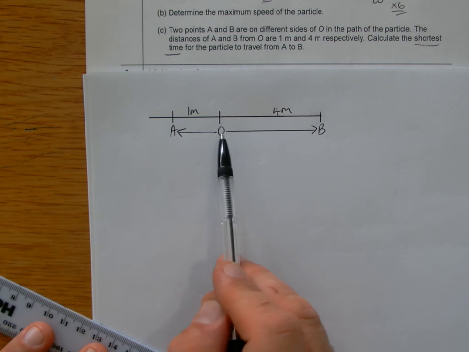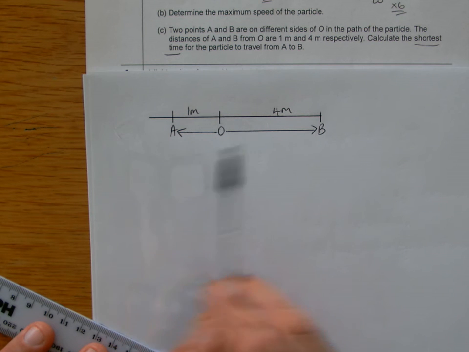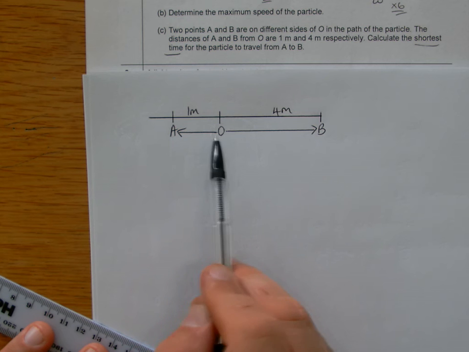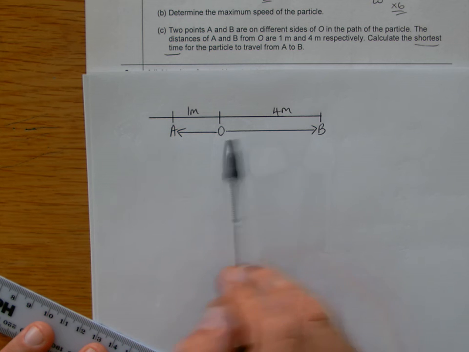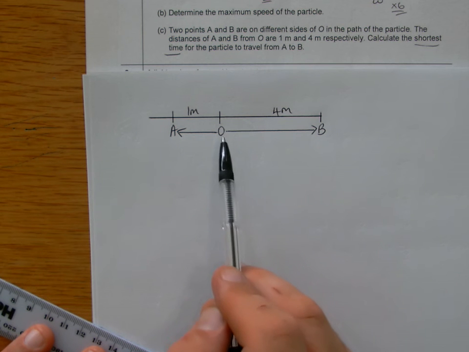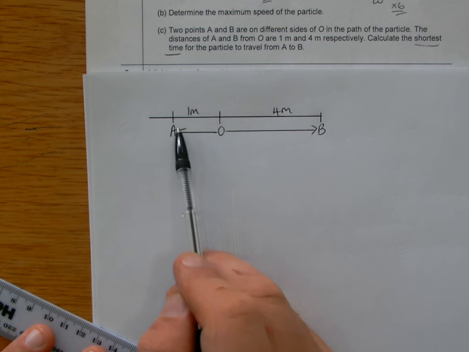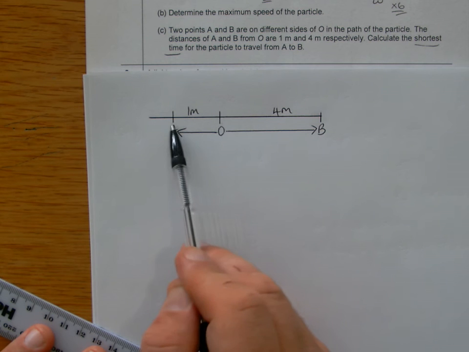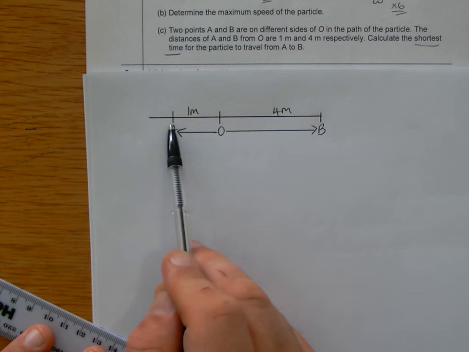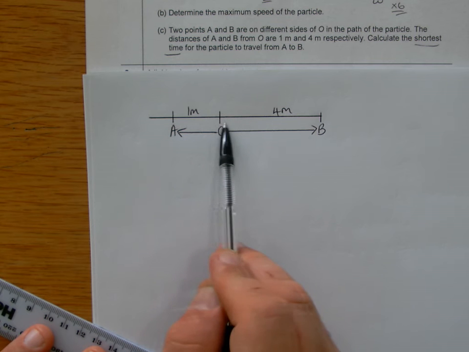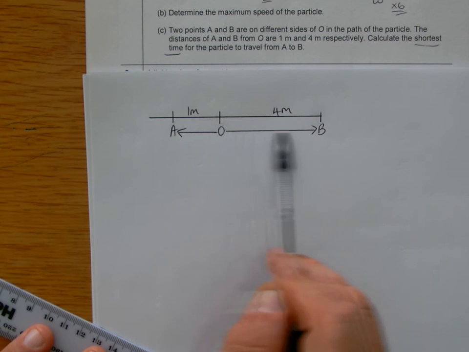So it doesn't really matter how you work out the timings. We're going to split it up. That's the best way to do this. So consider the time it takes to get from O to A on that journey, because that will be exactly the same time as it would take to get from A to O on its return. And then add it to the time it takes to get from O to B.